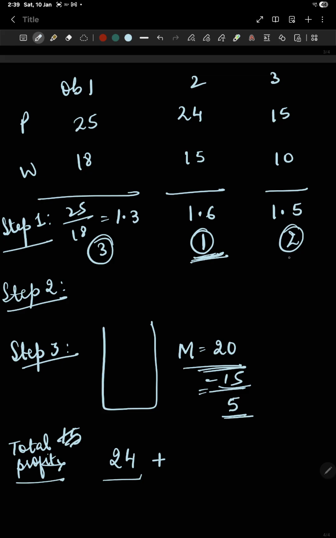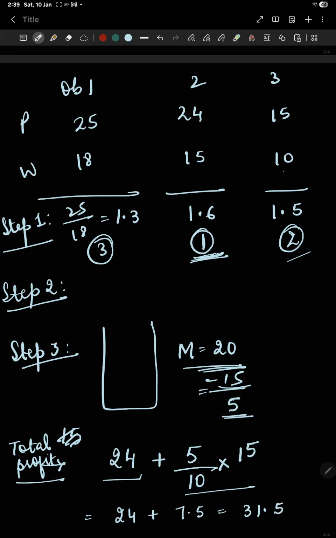The second highest ratio is 1.5. From this, 10 is the weight, but we don't need 10, only 5 is needed. So we'll take the fraction of it, 5 upon the total 10 weight, into 15. Why into 15? Because we don't need the weight, we need the profit. So this would be your final answer: 24 plus 7.5, which results in 31.5.